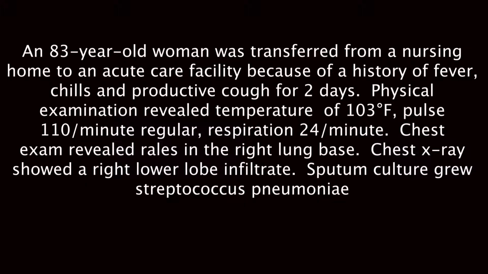Case number 2. An 83-year-old woman was transferred from a nursing home to an acute care facility because of a history of fever, chills, and productive cough for 2 days. Physical examination revealed temperature of 103, pulse 110 per minute, regular, respiration 24 per minute. Chest exam revealed rales in the right lung base. Chest x-ray showed a right lower lobe infiltrate. Sputum culture grew Streptococcus pneumoniae.